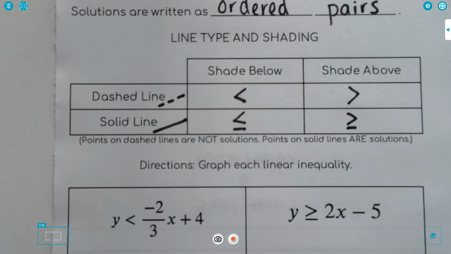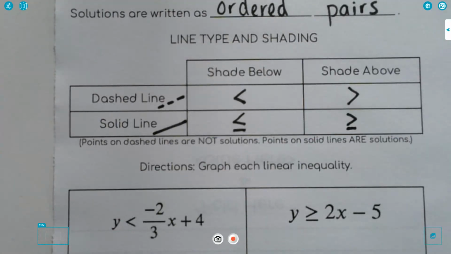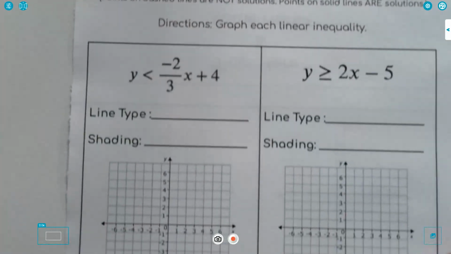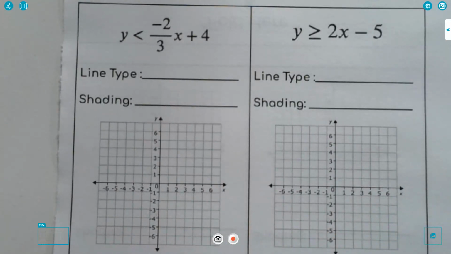Hey, so we are going to graph each of these. What we have to remember is what type of line we're going to use and whether we're going to shade above or below for where all of our solutions are. But other than that, the graphing is the exact same that we've done in 2.4 and 2.6. So the first one we've got is y is less than negative 2/3 x plus 4. I put little blanks here so you could figure out and keep track of things.